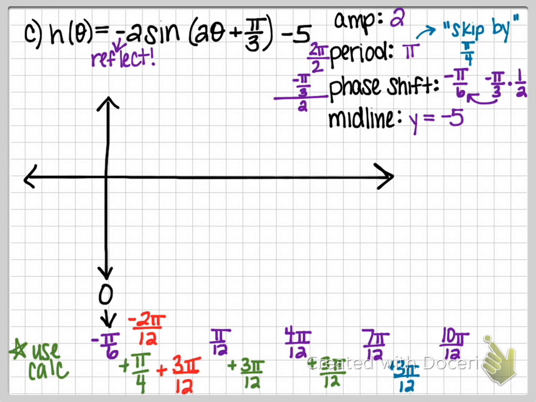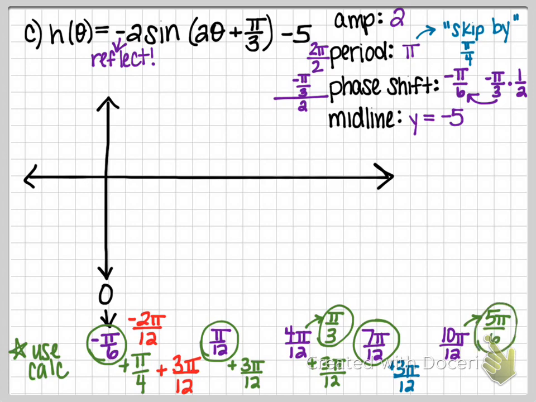So I'm still going to be at negative pi over 6. Pi over 12 can't be simplified. 4 pi over 12 is the same thing as pi over 3 once we simplify. 7 pi over 12 can't be simplified. And 10 pi over 12 is 5 pi over 6 once we simplify. Do I have to simplify? Yes, you do.